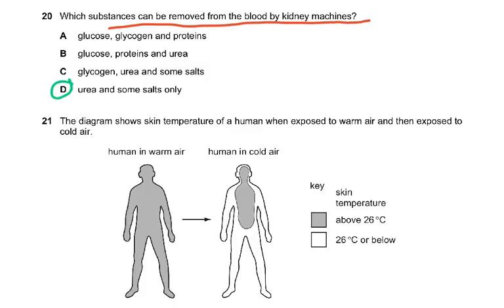What can be removed from the blood by kidney machines? Urea and some salts only. The rest, of course, cannot be removed. Glucose, impossible. We don't need to actually remove glucose. Glycogen is a large molecule, protein is a large molecule. Urea can be removed from the blood by kidney machines. So urea, yes, but glycogen cannot be removed. So these are all wrong, and the only answer was urea and some salts.